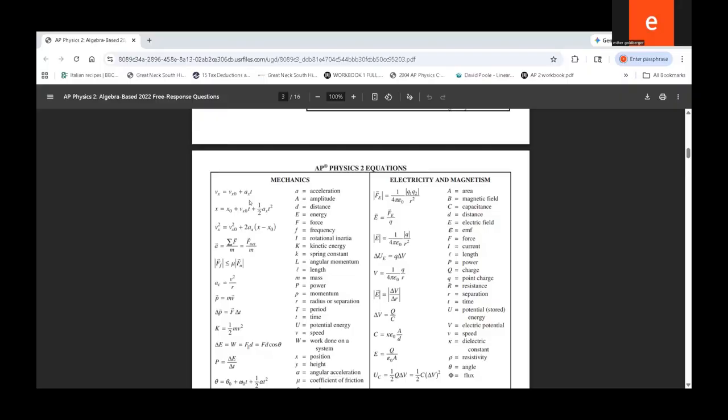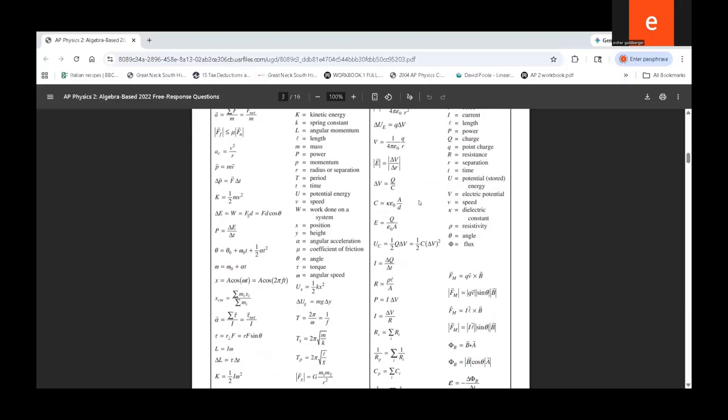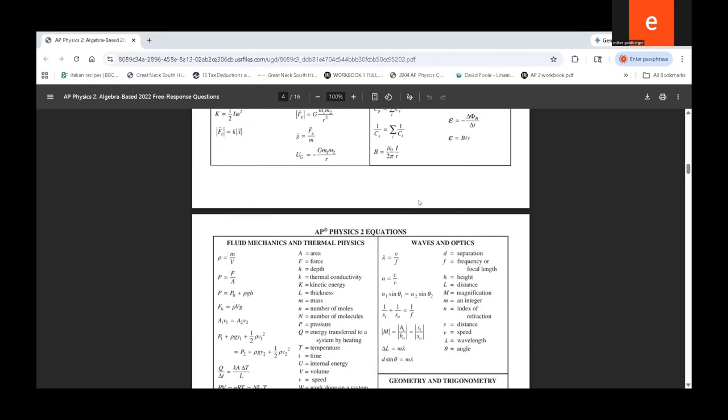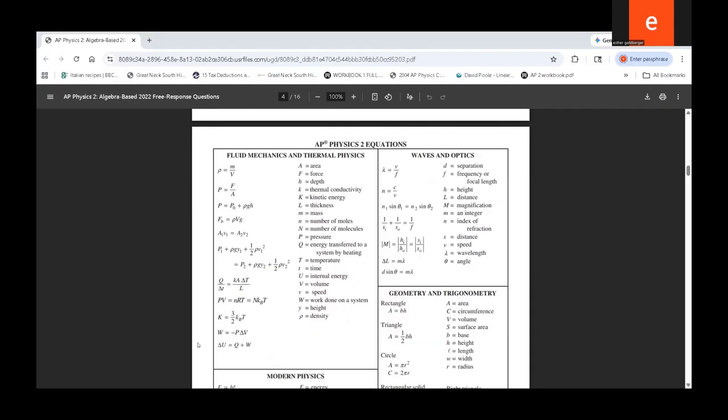So looking at the formula sheet, we've got mechanics, electricity, and magnetism. We're dealing with fluids. So scrolling down, looking at fluids, what have we got? F buoyancy is equal to rho Vg. So again, if you've forgotten to memorize this, you can pull it quickly from your equation sheet.